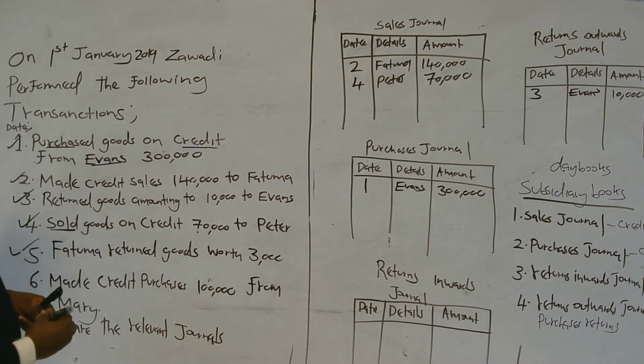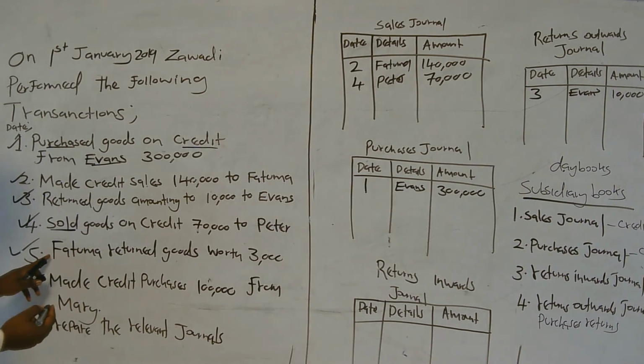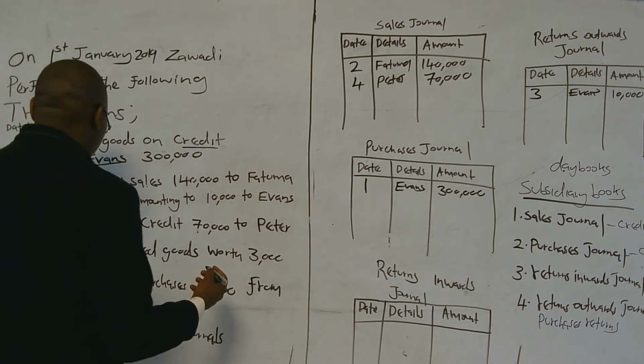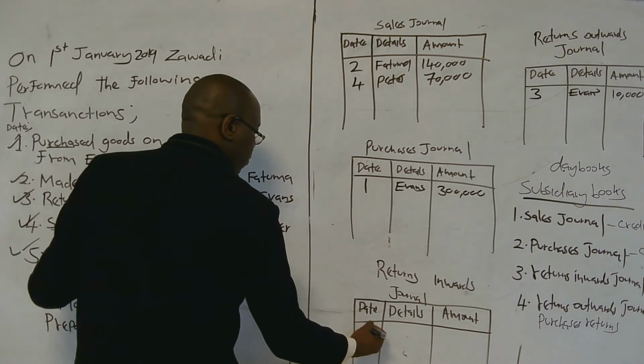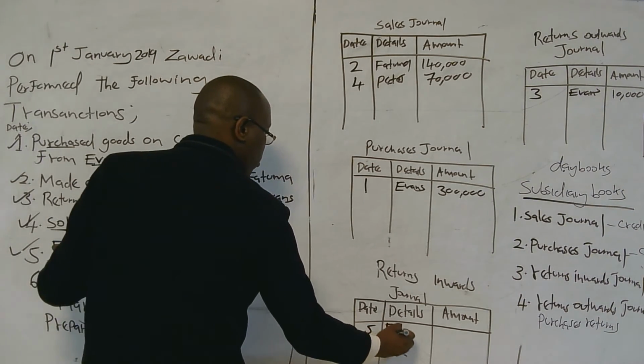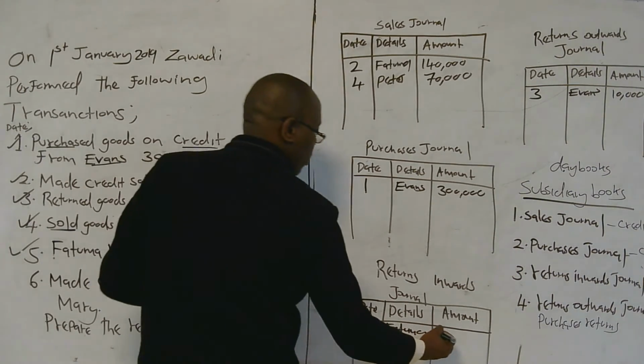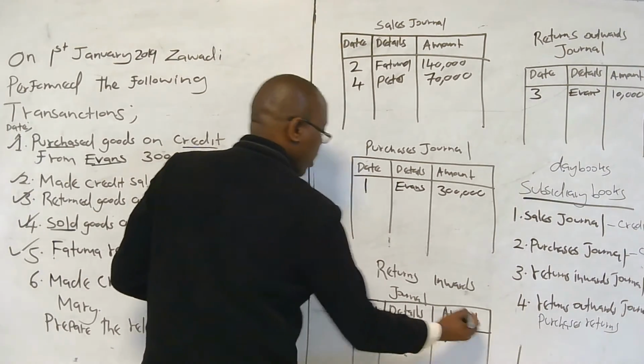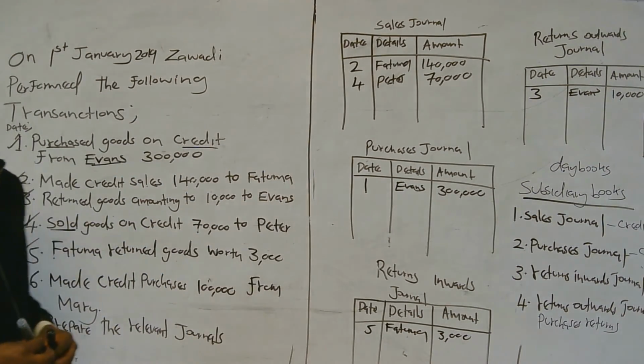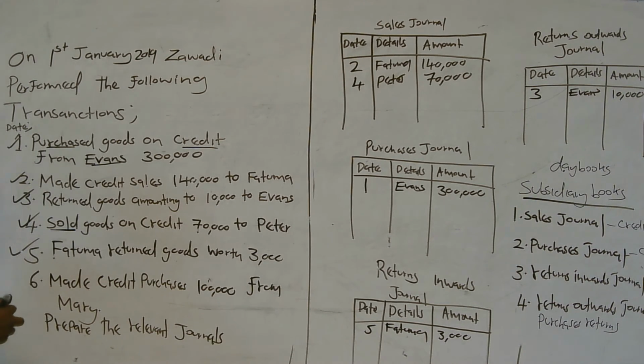So what you're going to be able to do here, you're going to go to returns inward on this particular date 5. And then you write Fatuma, and then you write the amount, which is 3,000. So you write that amount, which is 3,000 in that manner.